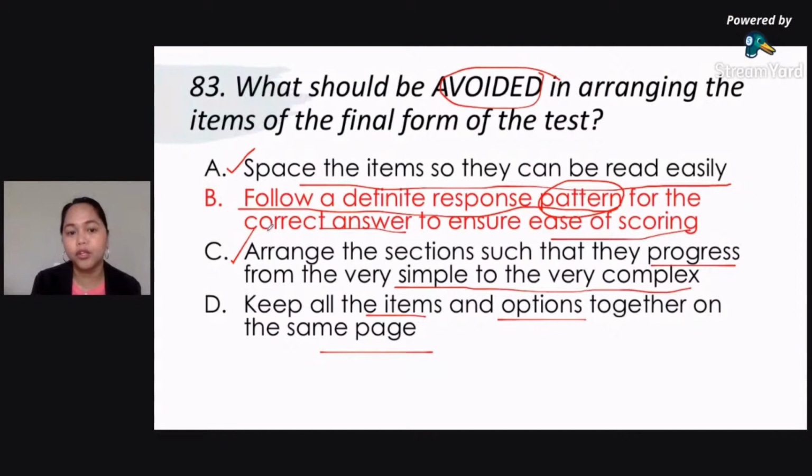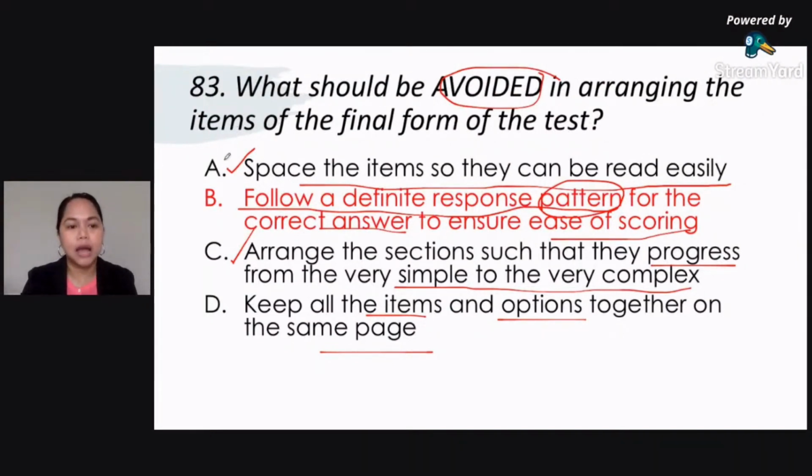Dapat walang pattern yung correct answer mo. Kasi pag nangyari yon, hindi na mag-iisip yung students mo. Pag nakita nila yung pattern na A, B, C, D, then A, B, C, D, then A, B, C, D, sasabihin nila, ah, pagkatapos ng D, A na yung answer. Pagkatapos ng A, B na kaagad yung answer. Okay, so next item, alam na nila kung ano yung answer.